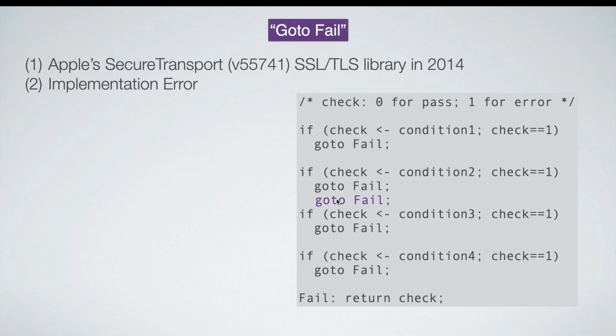But what happens with this extra goto fail? What's different about this code now that we have a second one? So when check is not equal to 1, so it's not equal to an error, we're going to skip the if condition. The question is, does the if condition cover the first goto fail, or is it both of them? Are both of these under the if, or is it just the first one? And the answer may have to do with the programming language.